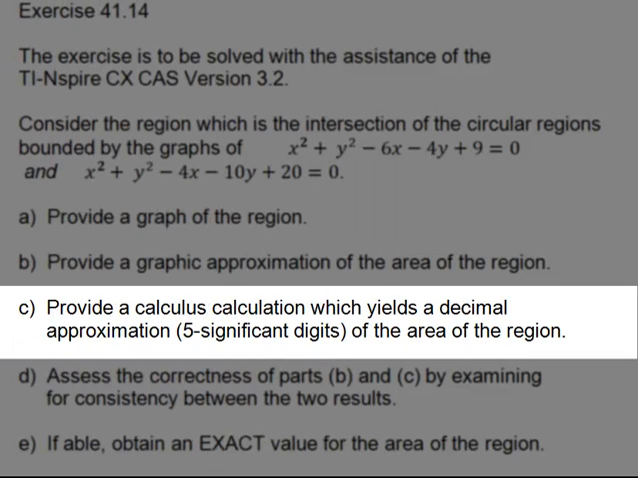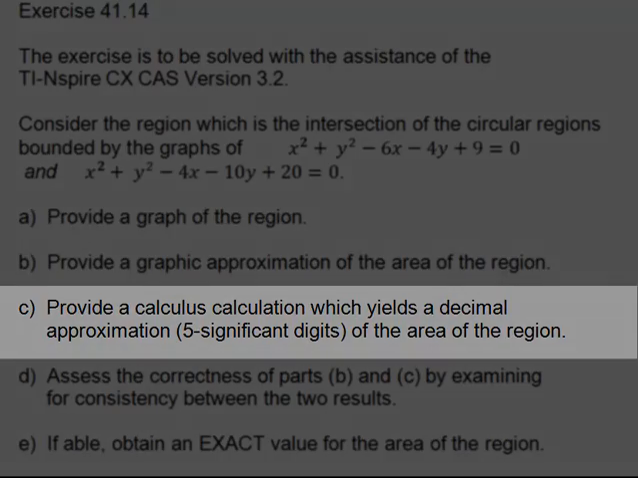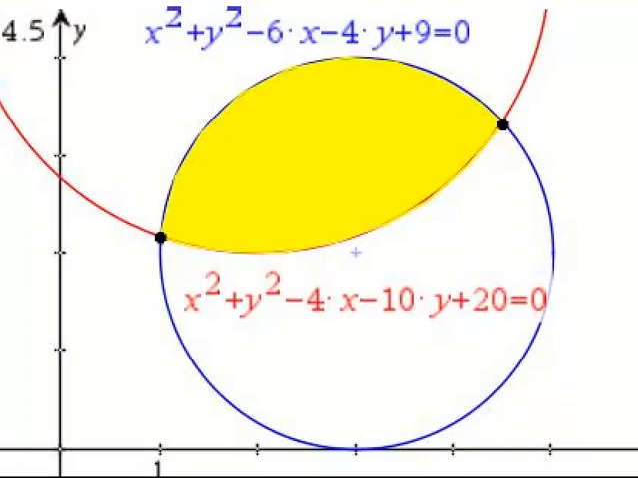Part C. Provide a calculus calculation which yields a decimal approximation, 5 significant digits, of the area of the region. Alright, let's decide on an analytic calculation strategy here. Since there are some circular arcs, you might think there's a chance to use some plane geometry and simplify the situation. However, there are no actual circles, nor are there any circular sectors, so that kind of deletes the plane geometry simplification. Looks like we're going to need to go all calculus here.